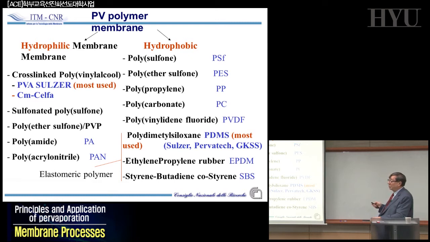Different situation when you go to hydrophobic. You can also use polysulfone eventually, but not sulfonated. Polysulfone with no sulfonation has a relatively more hydrophobic character than the sulfonated one. Or polypropylene, polyether sulfone, PVDF, that has been discussed already many times, PDMS, the one that we were mentioning already, and this is the most utilized at industrial level. The same company that is producing the hydrophilic membranes is also producing hydrophobic membranes in PDMS instead of PVA.